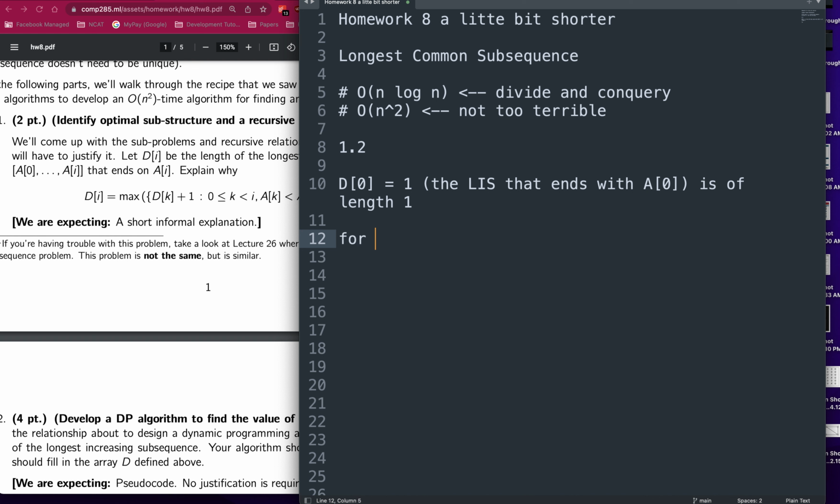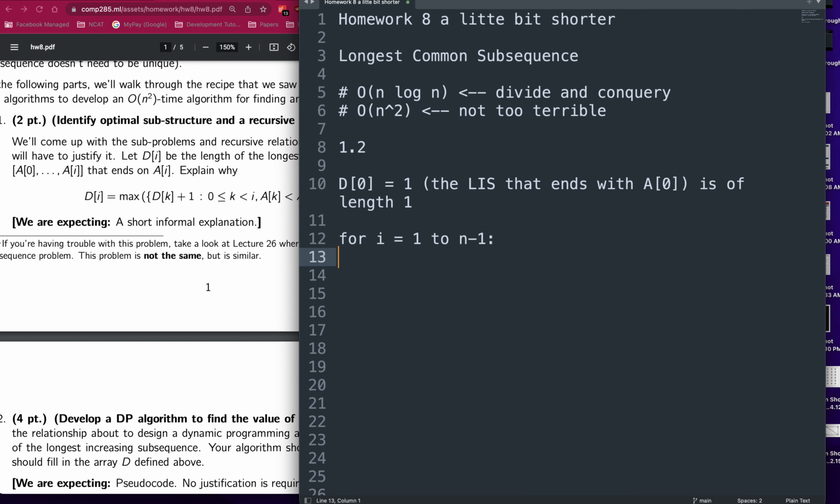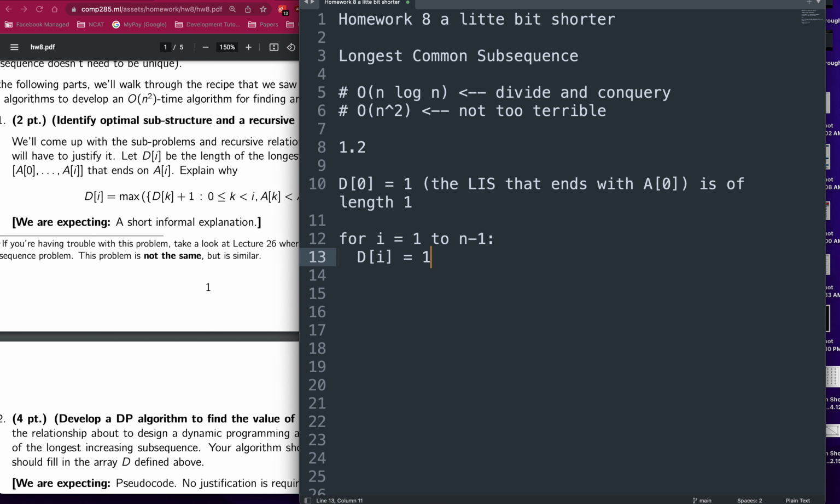So we go for i equals 1 to the array's length n, so you go to n minus 1, right? So we're trying to fill this up. Then we have D_i, which is going to be equal to the maximum of all of these values union with 1. So D_i always starts at 1 because it's always at least length 1. And then we try to find the maximum for all possible values of k.